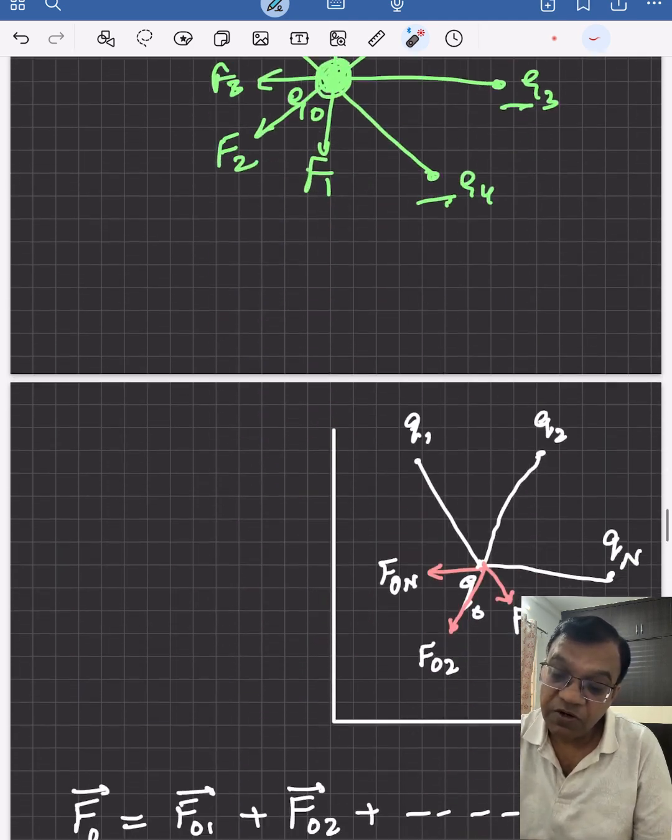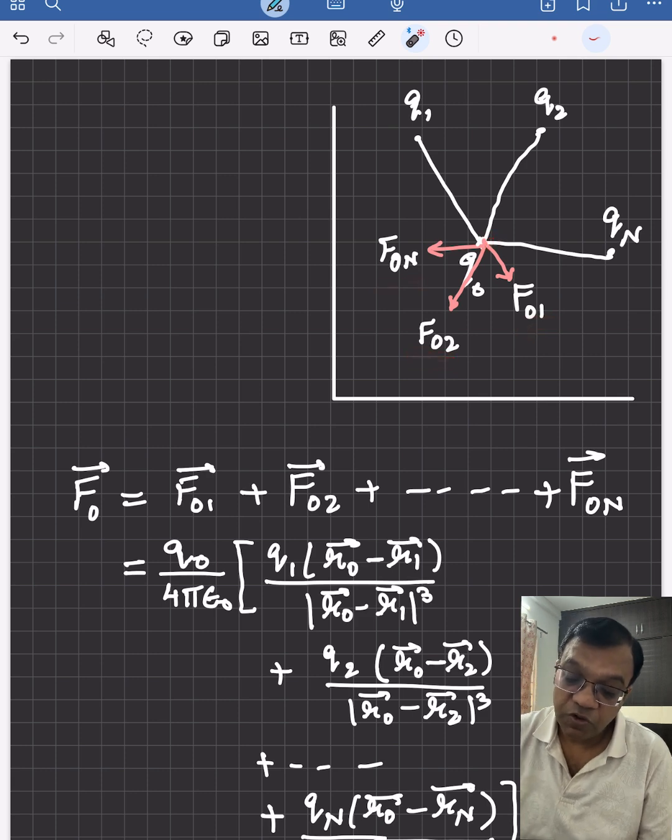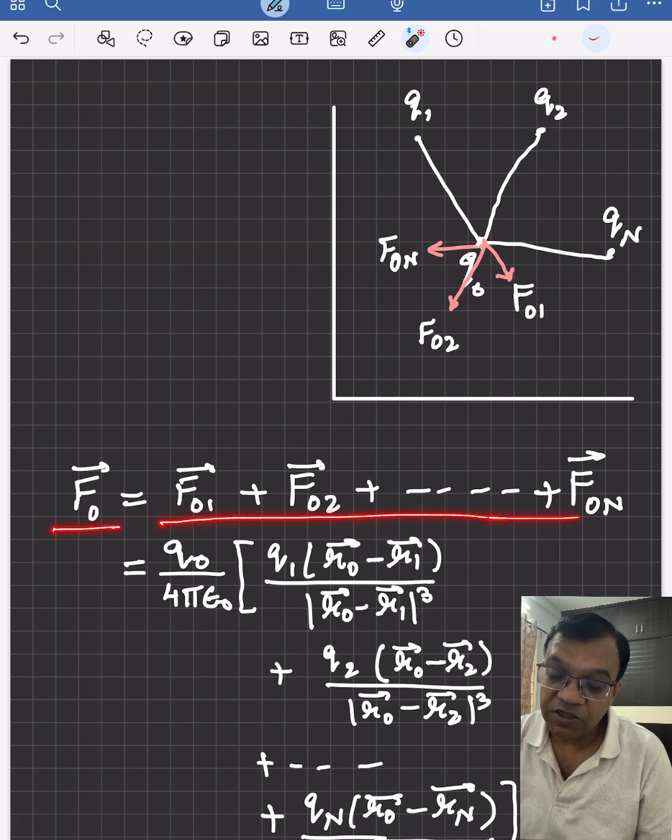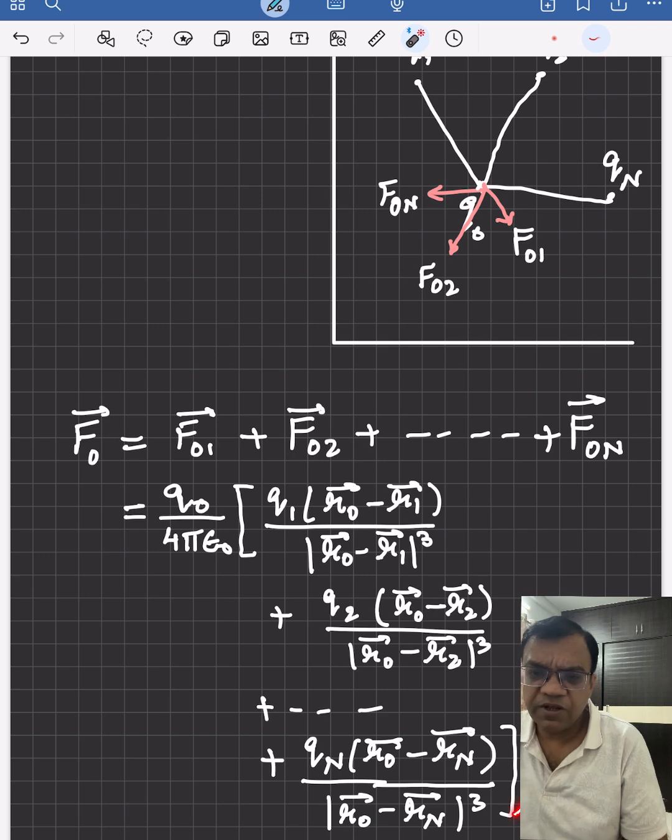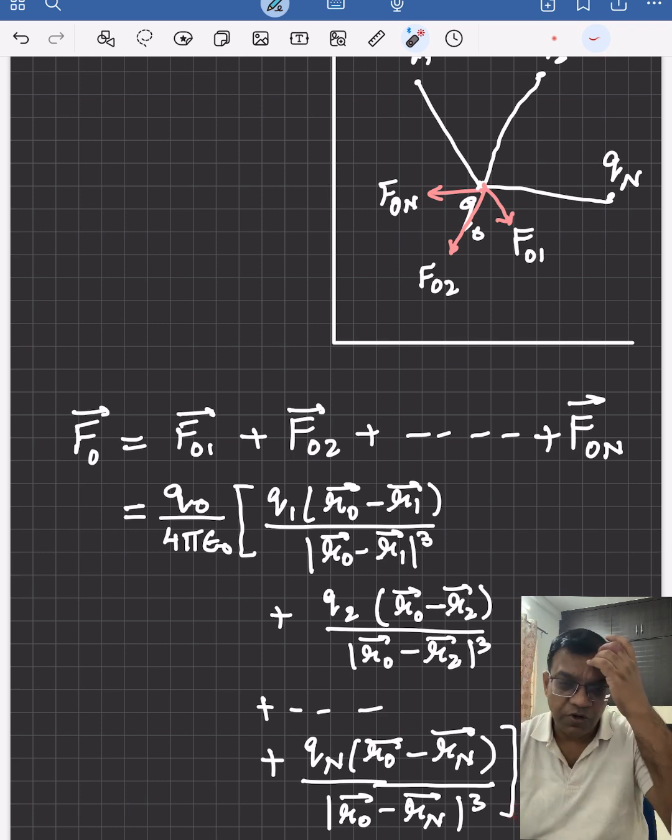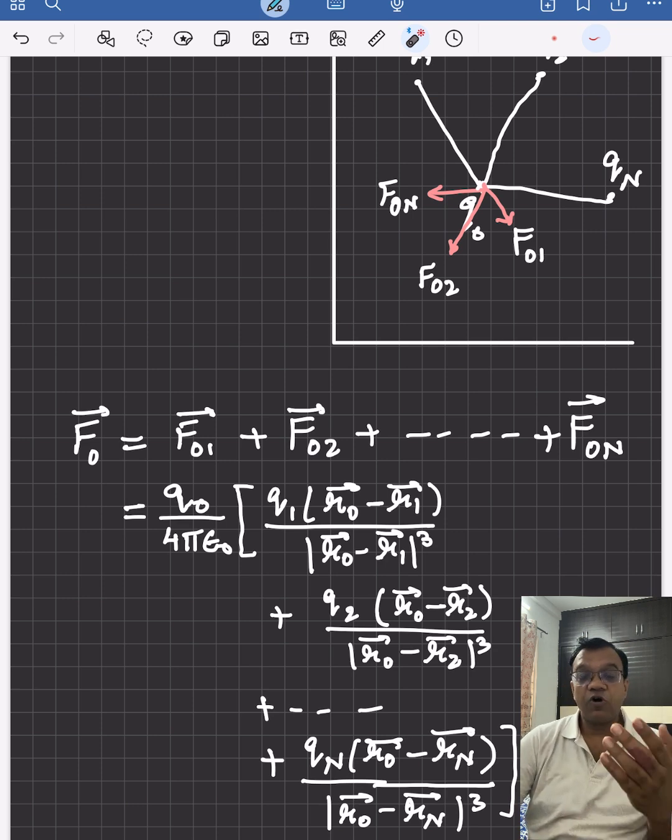You see it is written there: Q1, Q2, Qn, say n charges are there. Here Q0, you want to find the force experienced by this one. So it will be the force experienced by Q0 due to the first charge, due to the second charge, due to the third charge, and so on. So the total force experienced by Q0 will be this vector sum. And when you solve, it will come like this. There's no need of remembering it. The only expression you remember is 1 upon 4 pi epsilon naught q1 q2 upon r square, or in vector form.